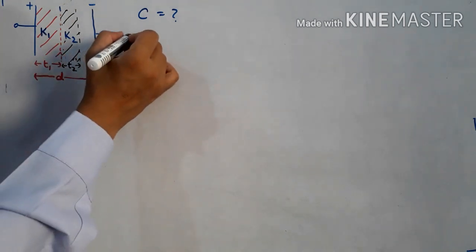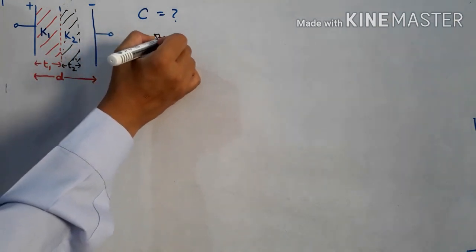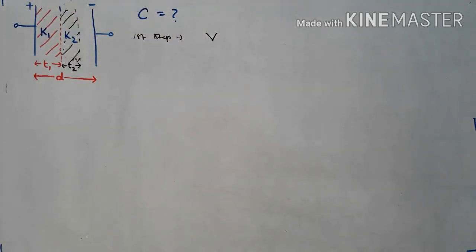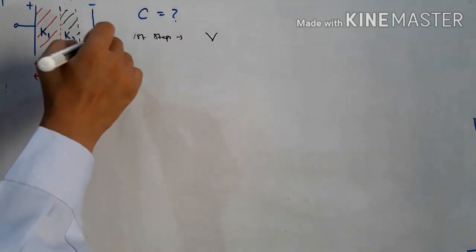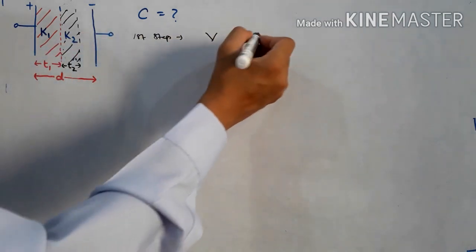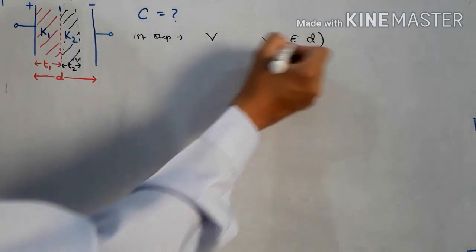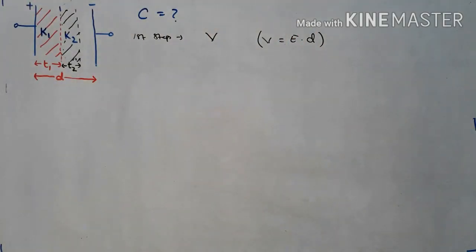Let's see how to do this question. First step, you remember, you should find the potential difference between the plates of the capacitor. For that, you should use the formula V is equal to E times d, where E is the electric field and d is the region over which that electric field is operating.